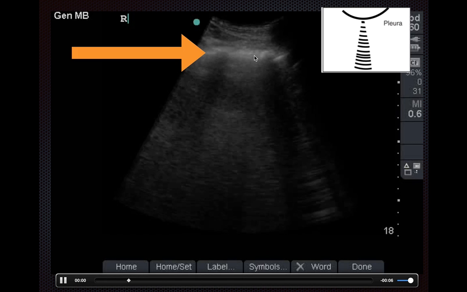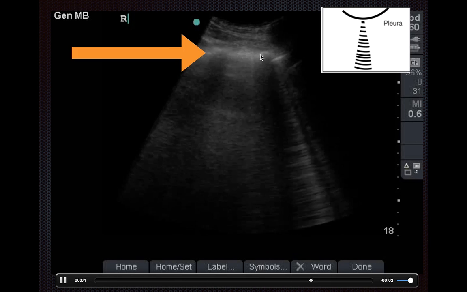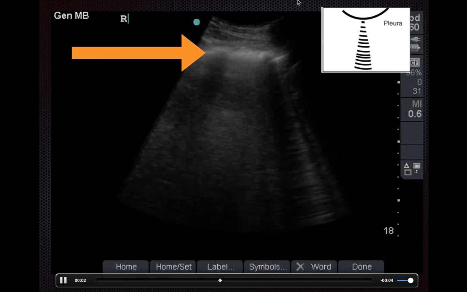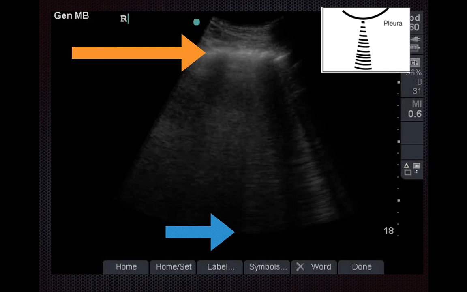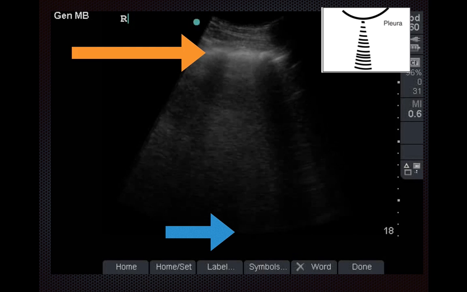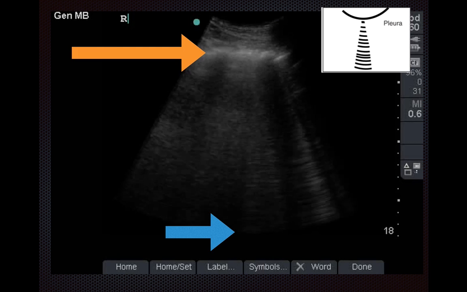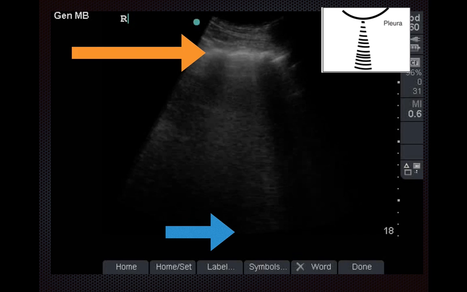Second is that they actually move with respiration. You can see as the lung sliding occurs, as the patient takes a deep breath in and out, you can see these movements of the B lines. Third characteristic is that they actually go all the way down to the bottom of the screen. And the reason why that's important is that it will distinguish B lines from another reverberation artifact that we'll discuss shortly.